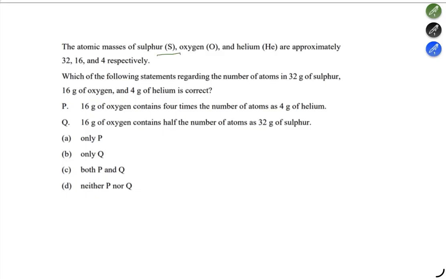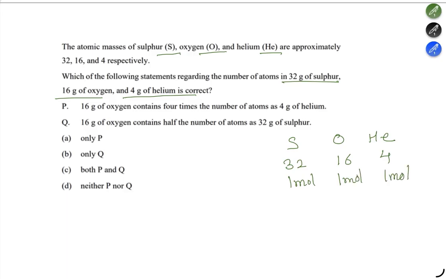The atomic masses of sulfur, oxygen and helium are given. You have to decide which of the following statements regarding the number of atoms in 32 gram, 16 gram and 4 gram is correct. So I have three elements, sulfur, oxygen and helium. The masses are 32, 16 and 4. Sulfur mass is 32, that means it represents 1 mole. Oxygen represents 1 mole and this represents 1 mole. That means all are 1 mole. Now let's compare in the moles.